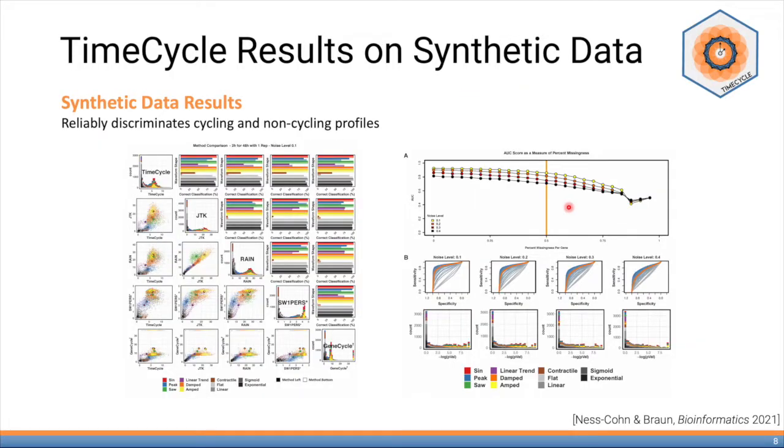We tested time cycle on synthetic data, as well as 3 distinct publicly available biological datasets, all measuring the same condition. Results on synthetic data demonstrated that time cycle was able to reliably discriminate cycling and non-cycling profiles, as well as was robust to missingness, noise, and non-cycling components in the dynamics.